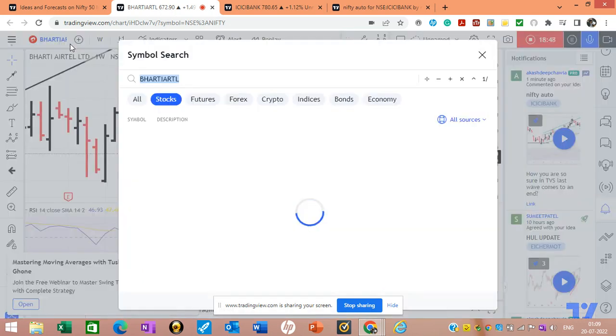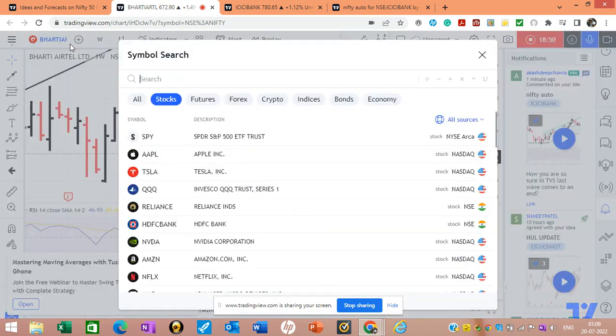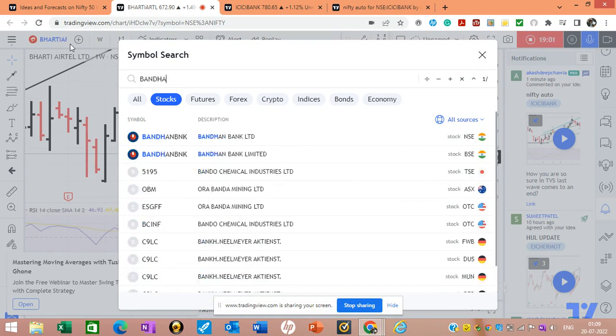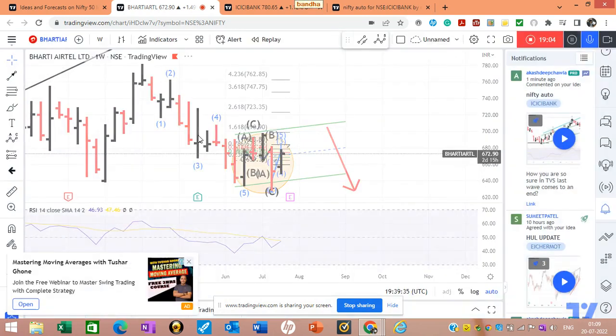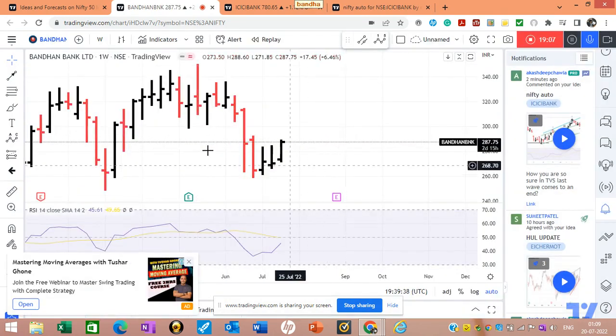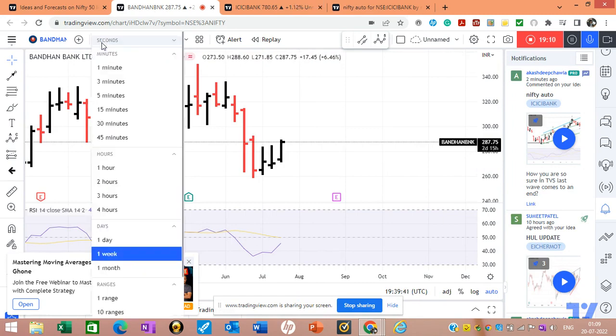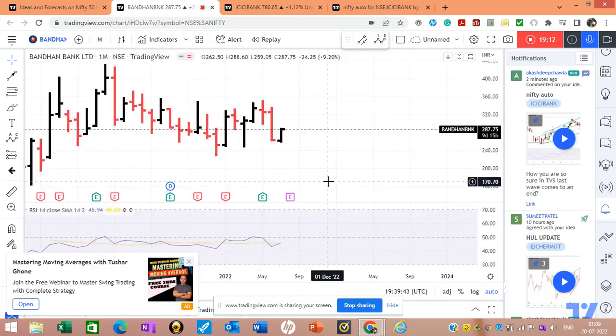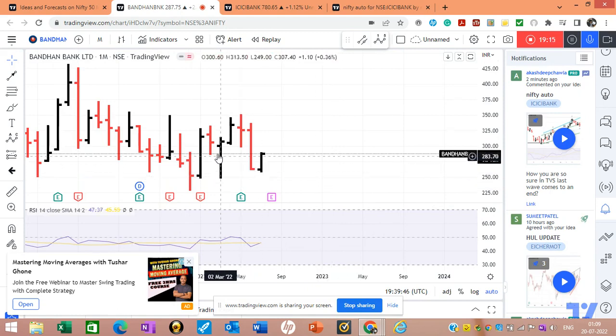Any more stocks which I can cover? Bharti Airtel. I mean, see, if you see this stock also, Bandhan Bank, BANDHANBNK, on a monthly basis. Let me see it on a monthly basis. Look at this Bandhan Bank. So ABC, ABC, and then you'll have this five wave move up. Same, just like Bharti Airtel.